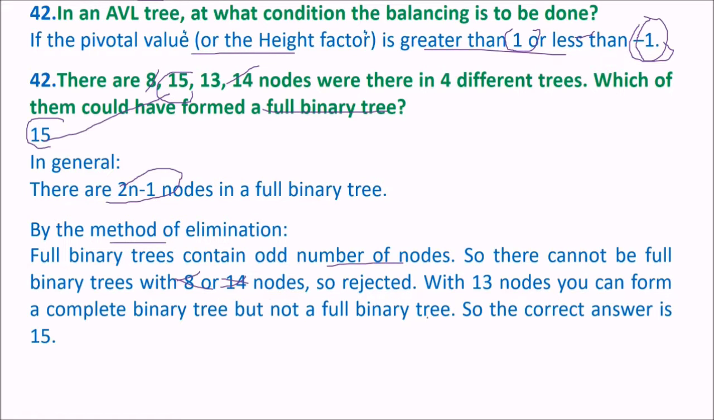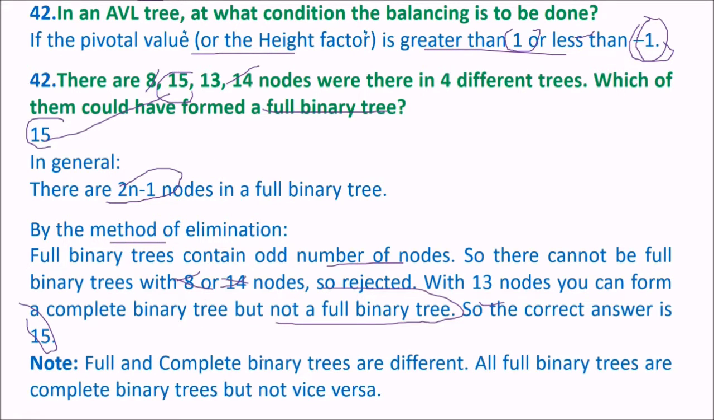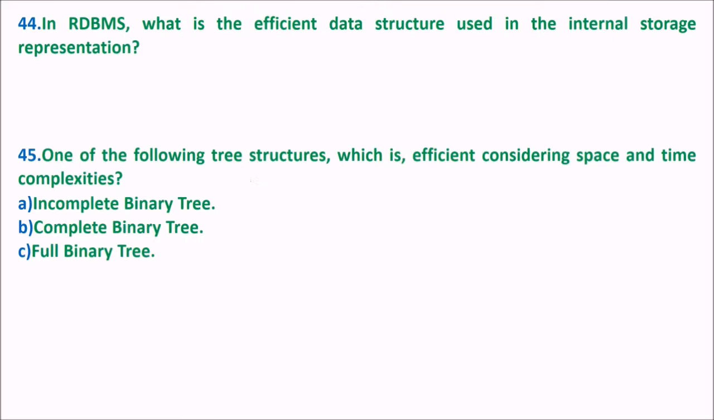Then 15 and 13. With 13 nodes, we can form a complete binary tree, but not a full binary tree. So that will be a complete binary tree. The answer would be 15. Full and complete binary trees are quite different. So understand that all full binary trees are complete binary trees, but complete binary trees are not full binary trees.